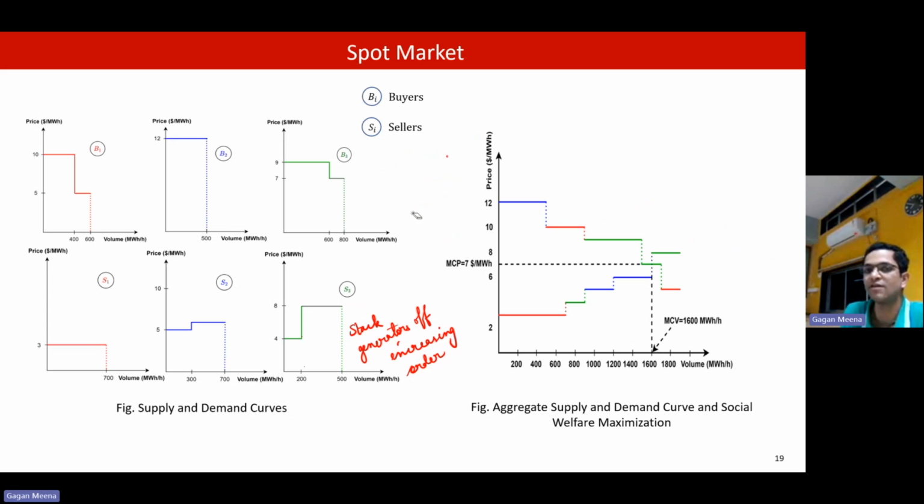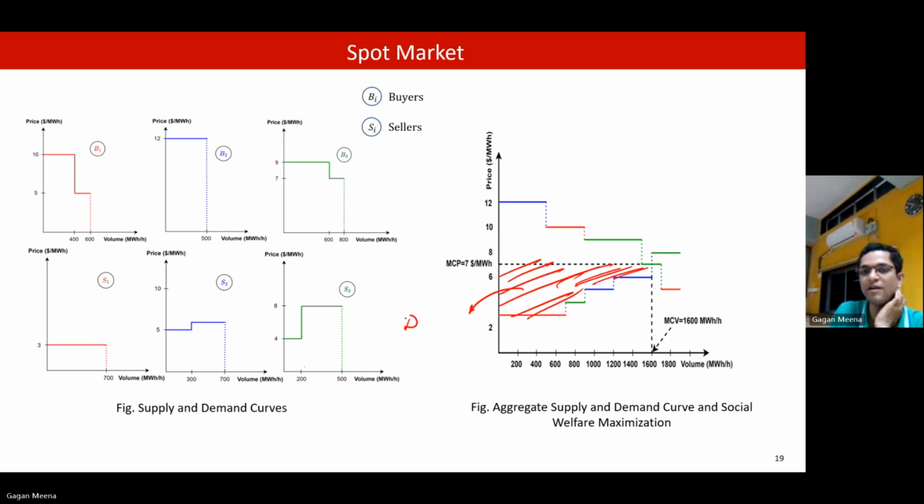If this happens and there is no network constraint, then this price is applicable throughout the network. All the generators will get a payment of this $7 per megawatt hour. Now all the loads will have to pay the same $7. So this area under this curve is called the demand surplus, and this is called the producer's surplus. Sorry, opposite. This is called demand surplus, and this is called producer's surplus. And the sum of the two will be equal to the social welfare. The total area under this curve is the social welfare.